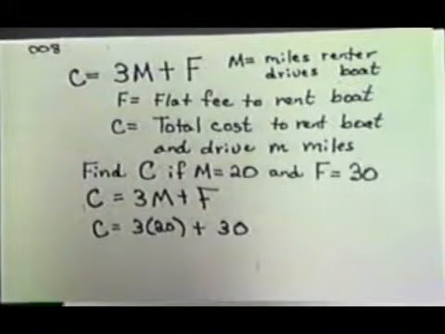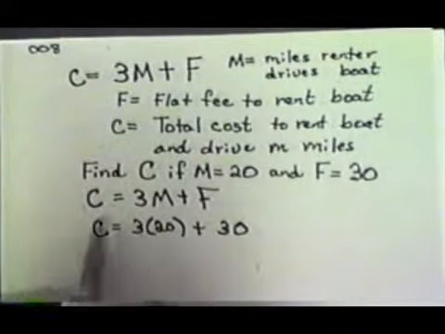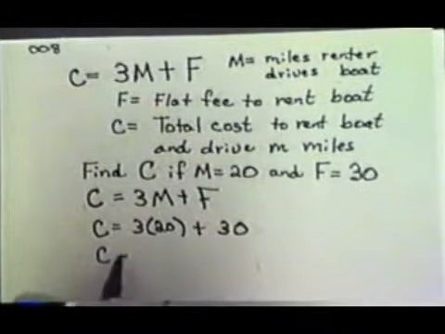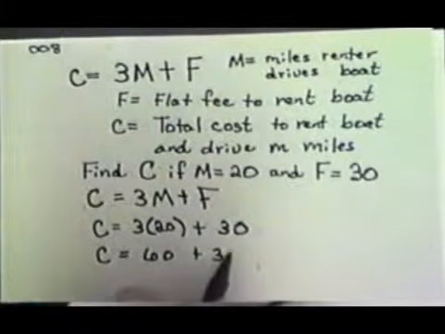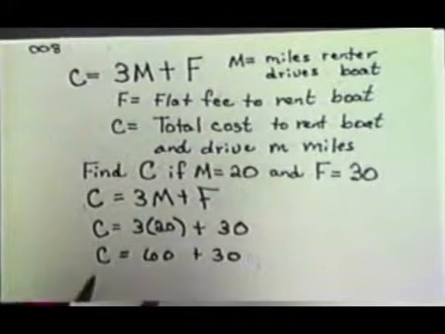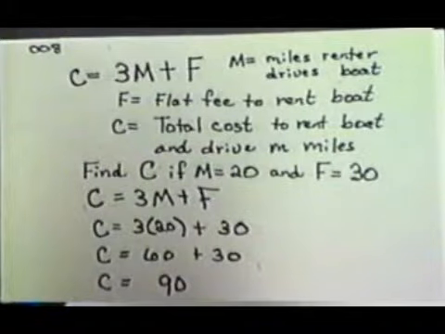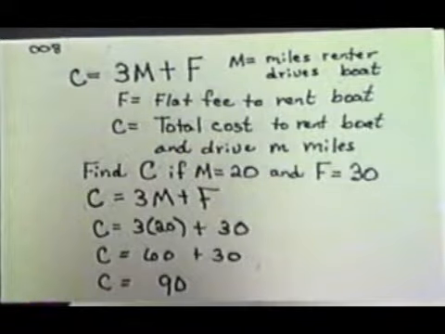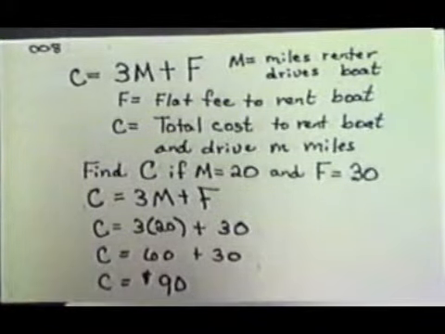So we're ready to go to our third rule in our order of operations. We're ready to multiply from left to right. So let's do that. We multiply 3 times 20. That's going to give us 60 plus 30. And now all we have left is 60 plus 30. 60 plus 30 is 90. So 90 will be the total cost to rent the boat and drive it m miles. And it's actually $90. I'm going to go ahead and stick the dollar sign on here.